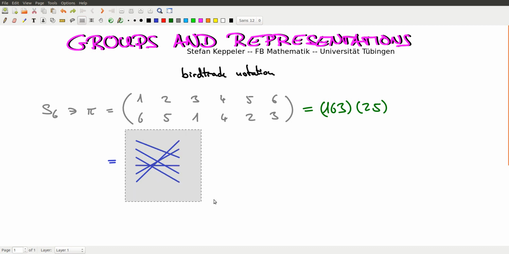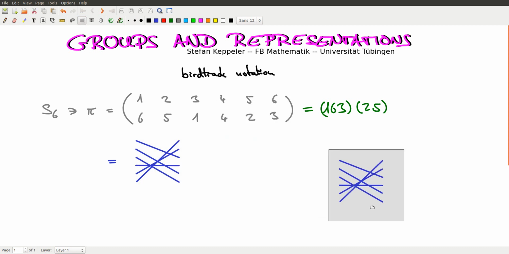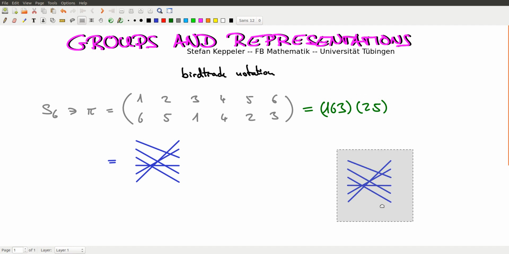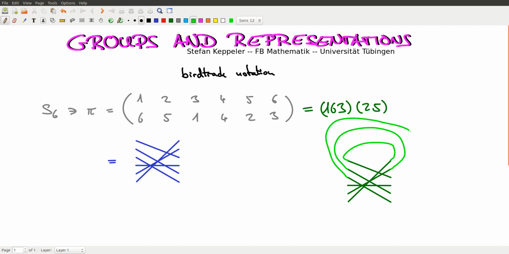We can use this diagram also in order to make the cycle structure visible. We just connect, maybe better, we connect the first line on the left to the first line on the right, the second, and the third, fourth, fifth, sixth, start with the sixth. Okay, now we can see the cycles.